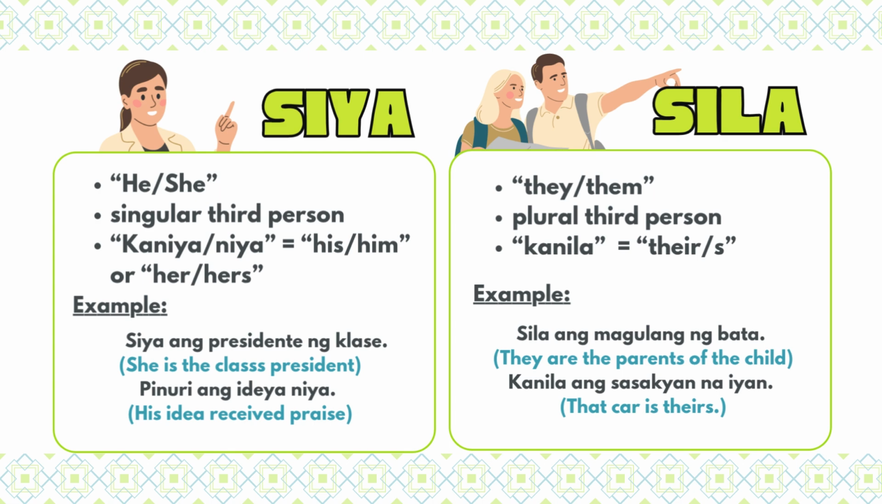On the other hand, sila, or in English, they or them, refers to a plural third person. In a sentence, sila ang magulang ng bata, or they are the parents of the child. Another, kanila ang sasakyan na iyan, or that car is theirs.